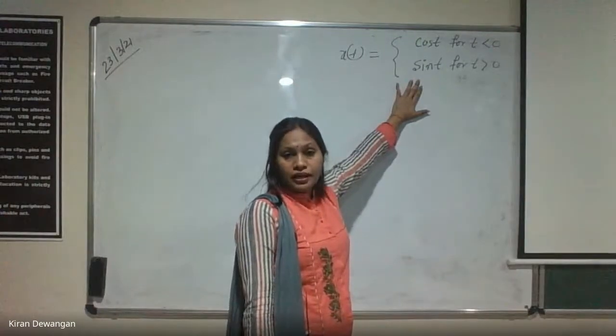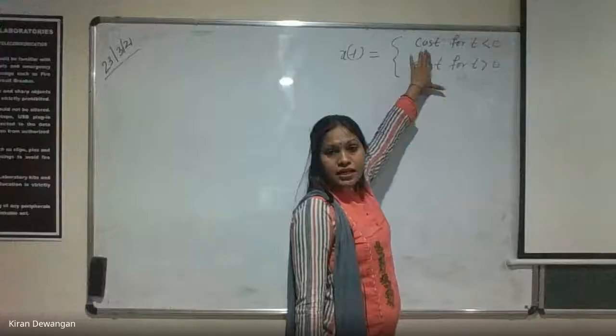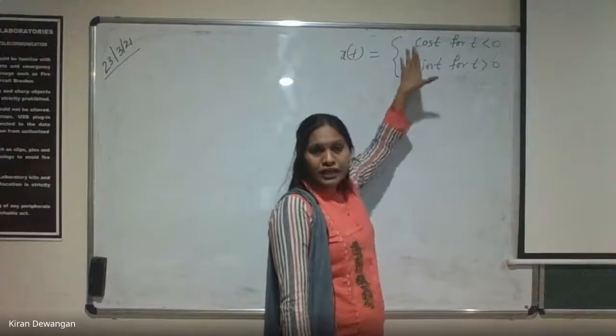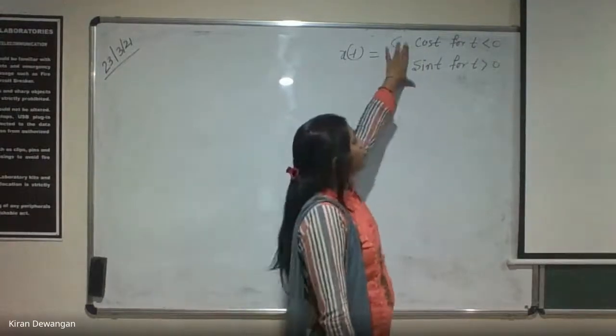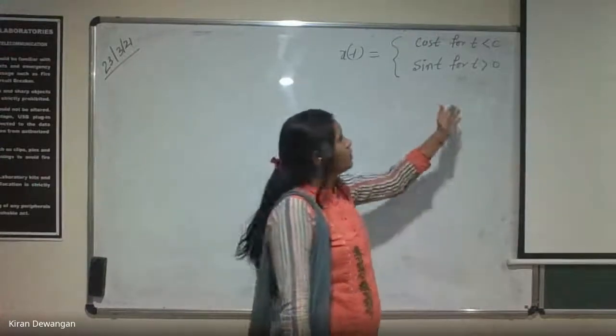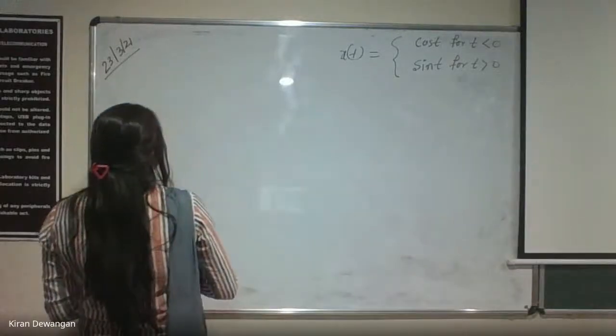Sin t periodic है कि नहीं? Cos t and sin t. Cos t is also periodic individually, and sin t is also periodic individually. But we have to take the signal in whole. That is for t less than 0 also and for t greater than 0 also. If we plot it, how would the plot be?